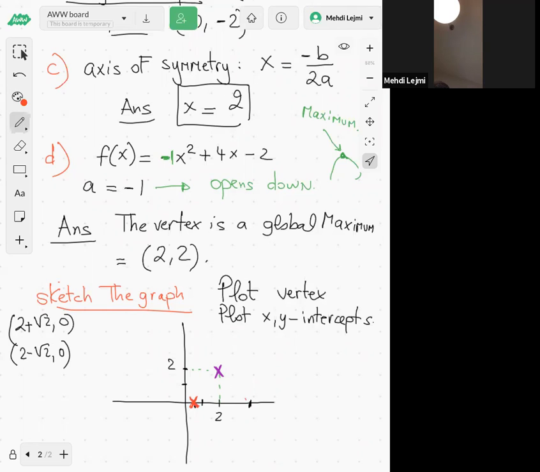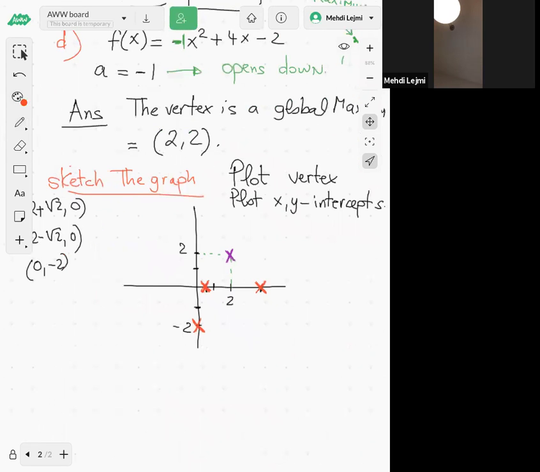Okay, it's just some approximation. So here are my x-intercepts. I have a y-intercept at -2, right? (0, -2). So I'm going to need -2 here, and that will be my y-intercept right here. Okay. So how will you graph this parabola?